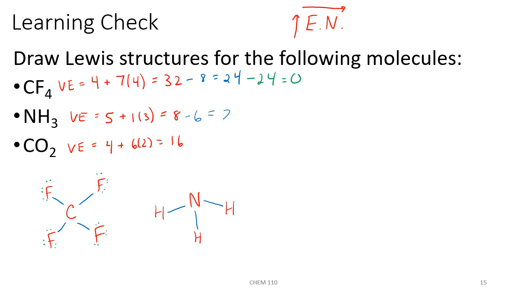So 8 minus 6, we have 2 electrons left. Any leftover electrons get placed as lone pairs on the central atom. So those are going to go on our nitrogen.